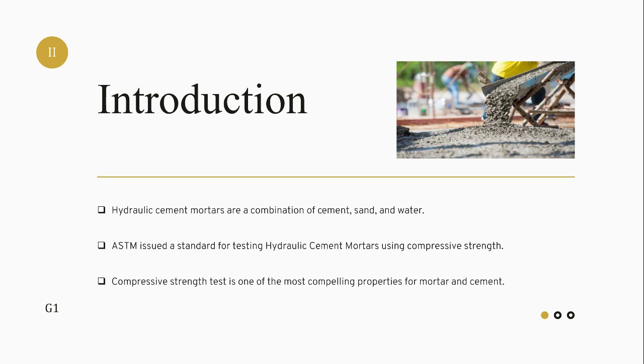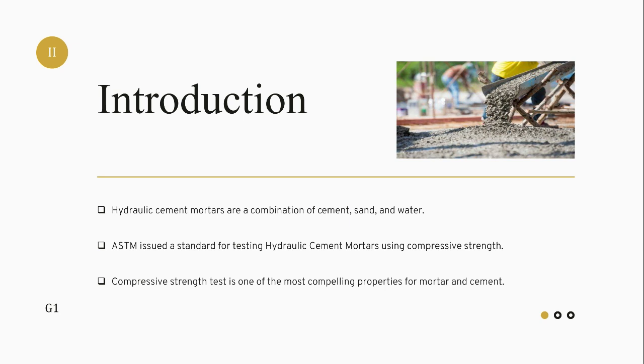So, hydraulic cement mortars are a combination of cement, sand, and water. Hydraulic cement mortars are similar to concrete, pero yung hydraulic cement mortars ay ginagamit siya to stop water or mga leakage sa concrete. ASTM issued a standard for testing hydraulic cement mortars using compressive strength. Yung ASTM na to is the ASTM C109/C109M-02.